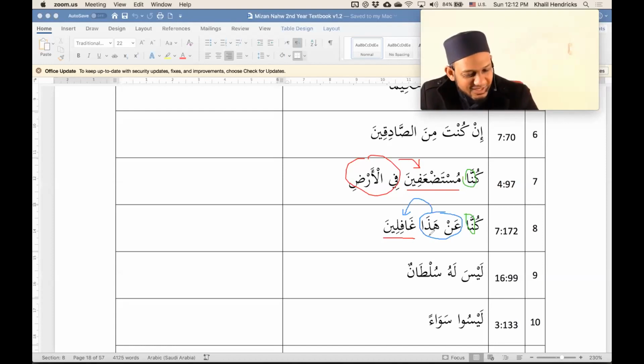Okay, the next one. Yeah, next one is super difficult. Who are the brave souls? Bismillah. It's easy to translate, difficult to analyze.